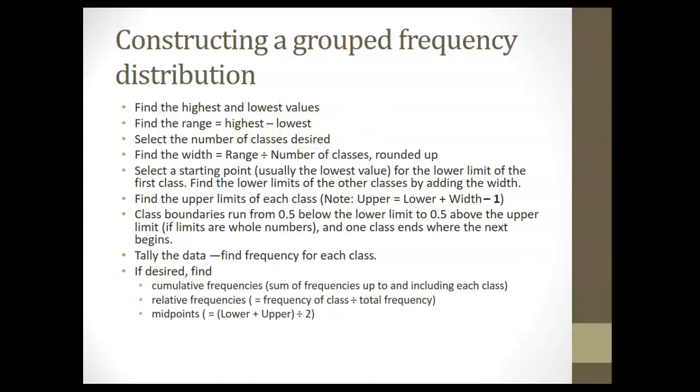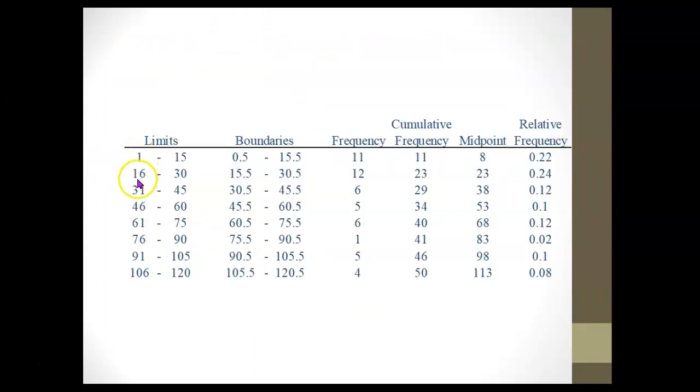Now, you can either do this by deciding how wide you want the classes to be and going from there, or you can do it by deciding how many classes you want to have and use that to determine the width. Like, remember in the example we were looking at, there were 8 classes and they each had a width of 15. There are 15 numbers from 1 to 15. There are 15 numbers from 16 to 30. There are 15 numbers from 31 to 45, and so on.